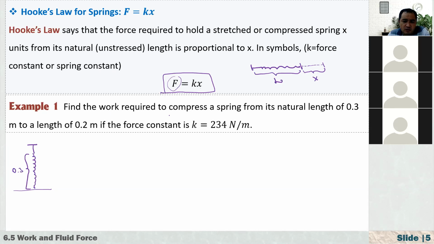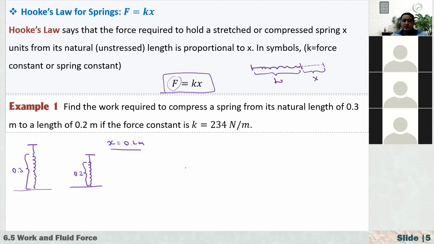It says find the work required to compress the spring from its natural length of 0.3 meters to a length of 0.2 meters. So again, this is the ground, and I am going to compress this so that the length becomes 0.2 meters. So what is x here? It was 0.3, so how much did it compress? Our x here is 0.1 meter.